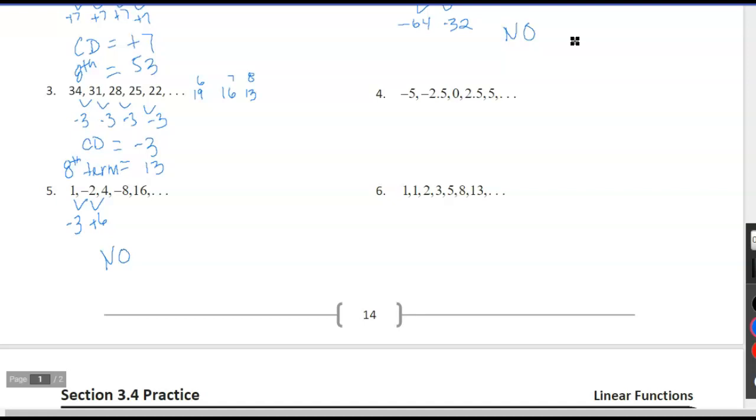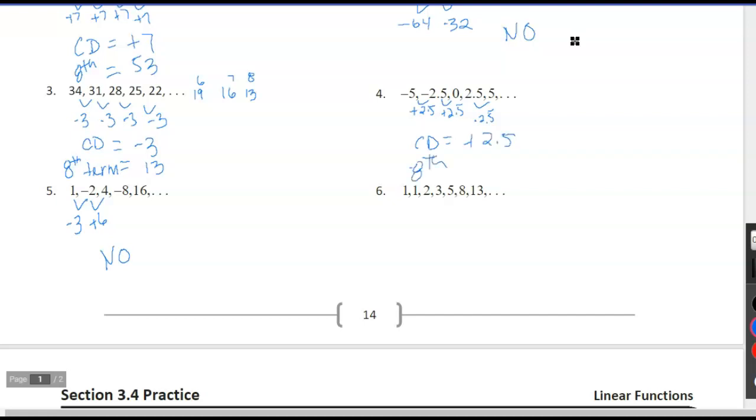Here, this one's a little trickier, but we are adding 2.5, and that is consistent all the way through here. So I checked them real quick. We're adding 2.5. I think I missed one in there, but you catch the drift. We're adding 2.5. So that's my common difference. Common difference, we're adding 2.5.